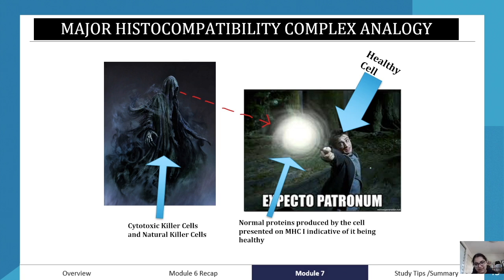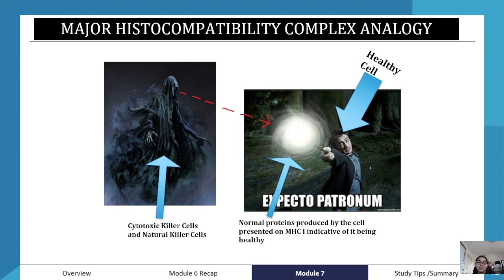So let me go through it again. The Death Eater is the cytotoxic killer cell and general natural killer cells. They are on the lookout for antigens. They can go to any normal cell and kill it, but they won't because they're on the lookout for an antigen. That is the whole process of it. So that is why that healthy cell is going to show the normal proteins that it makes on its MHC class 1 to show the cytotoxic killer cells that, hey, I am a normal cell, let me go.